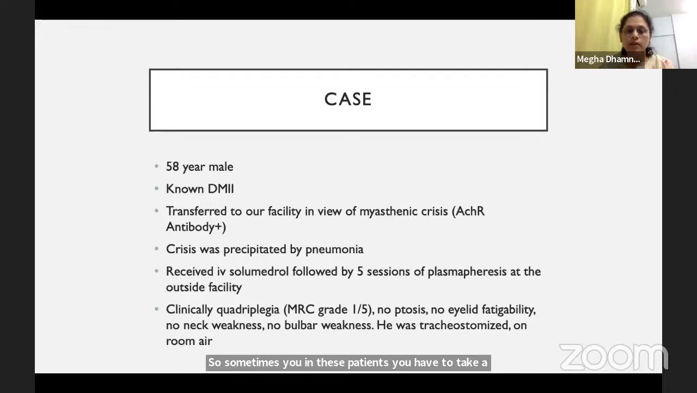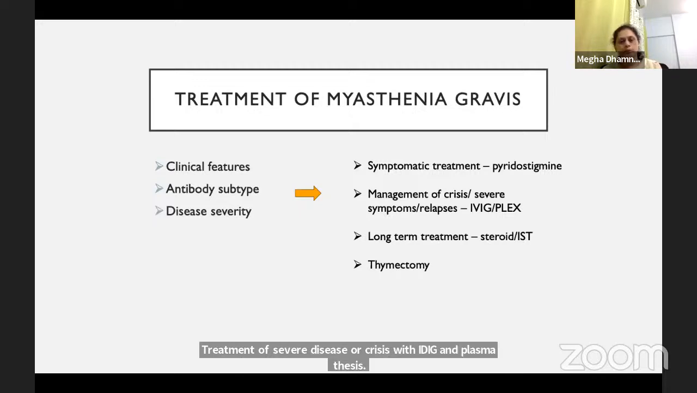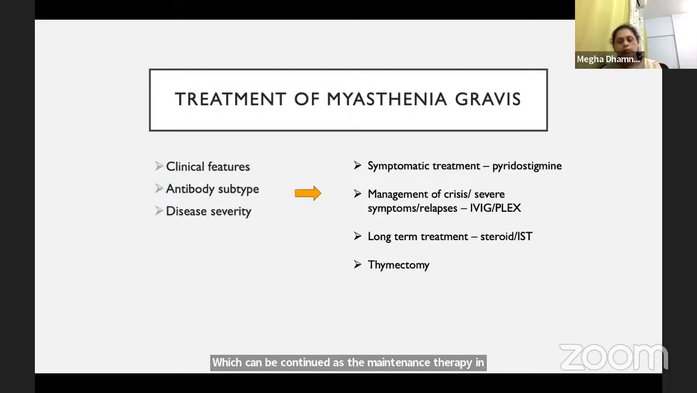This patient did turn out to be critical illness neuromyopathy. And over the next 2 to 3 weeks, he improved. So when we talk about the treatment of myasthenia gravis, we take into account clinical features, antibody subtype, the disease severity, before we decide what we need to plan for these patients, which is along these 4 lines: symptomatic treatment, treatment of severe disease or crisis with IVIG and plasmapheresis, which can be continued as the maintenance therapy in some patients, using long-term therapy with steroids or steroid-sparing agents and thymectomy, and then talking about novel therapies.